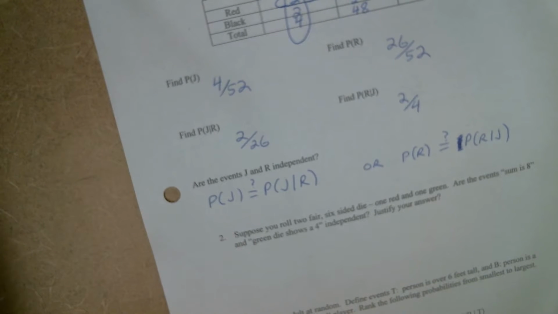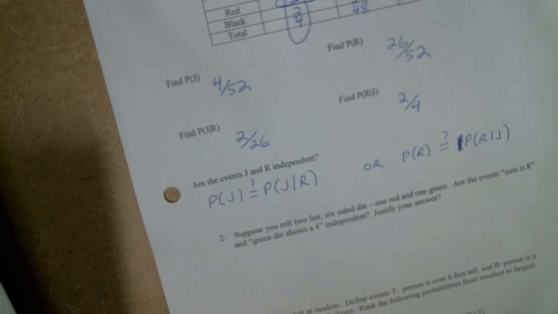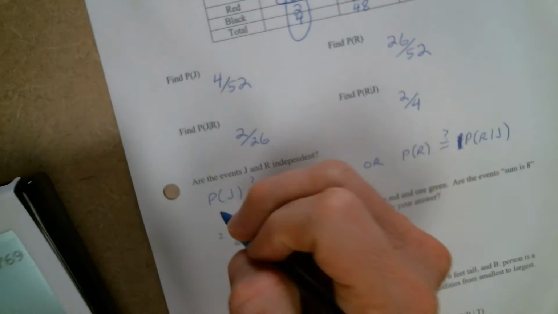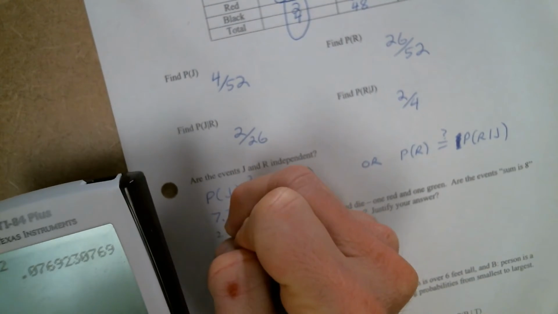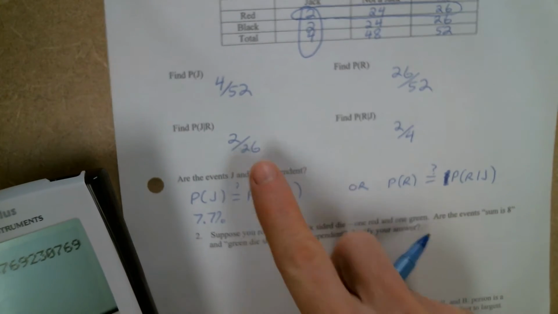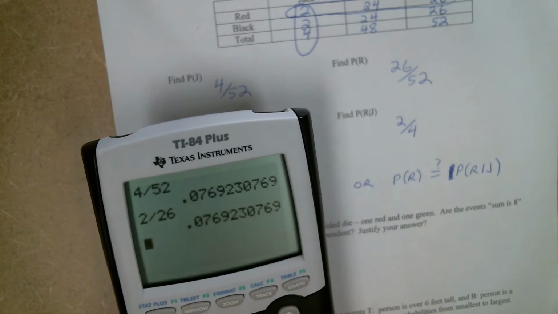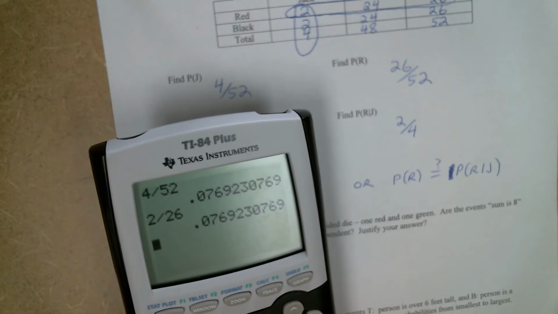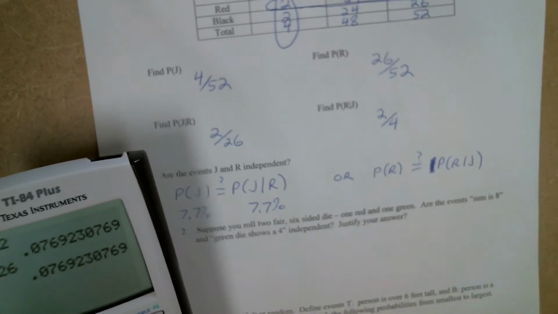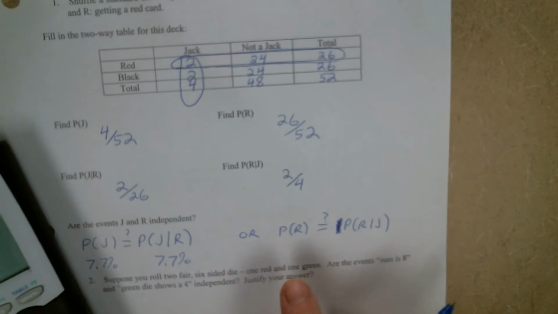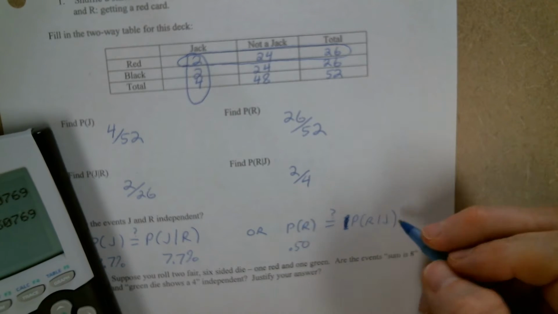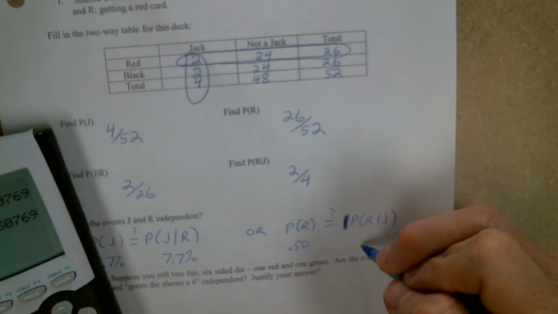So the probability of getting a jack is 4 out of 52, which is, we'll say, 7.7%. All right, the probability of getting a jack given that it's red is 2 out of 26, which is that same exact value. All right, it's just the fraction reduced a little bit. So those are equal. Now, if we went in the other direction, it's probably easier. 26 out of 52, pretty easily 0.50 or 50%.